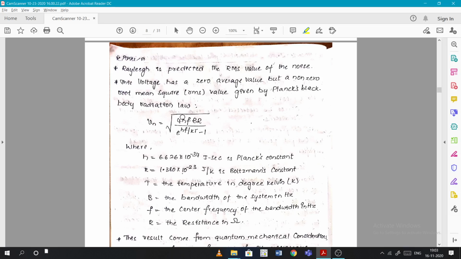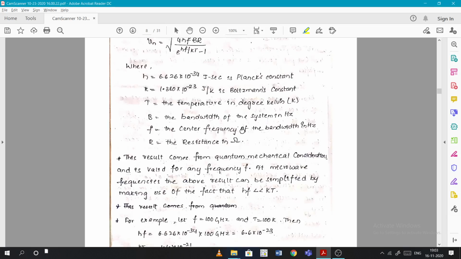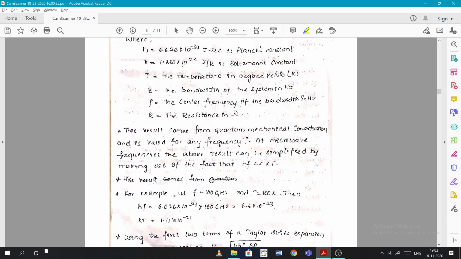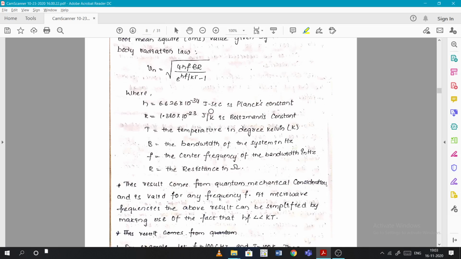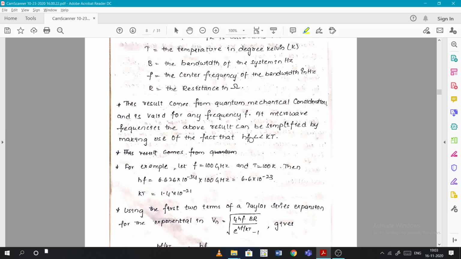Now, for example, suppose hf by kT is much less than 1. This happens because of the Planck's constant being of the order of 10 power minus 34. Let us take an example: let f equal 100 gigahertz and T equal 100 Kelvin. Then hf is about 6.6 into 10 power minus 23, and kT is about 1.4 into 10 power minus 21. When we compare these, this ratio is much less than 1.